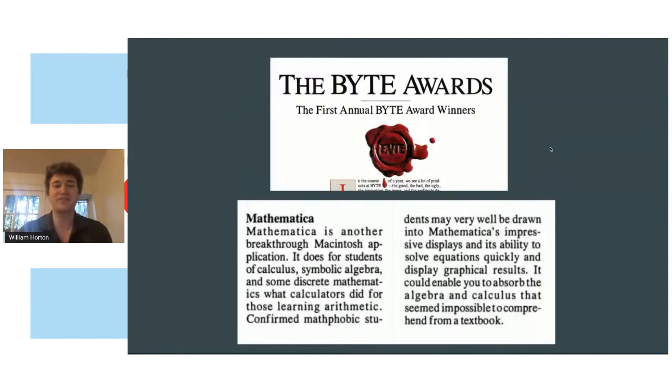And Mathematica was very well received at the time. It won a Byte Award, the first annual Byte Awards, and it was praised for helping students with various mathematical and scientific tasks. The interesting thing about this is I was able to actually go through this magazine, and I think I pulled out a couple of things that established the time frame that we're in. Some of the other things that won the first annual Byte Awards.